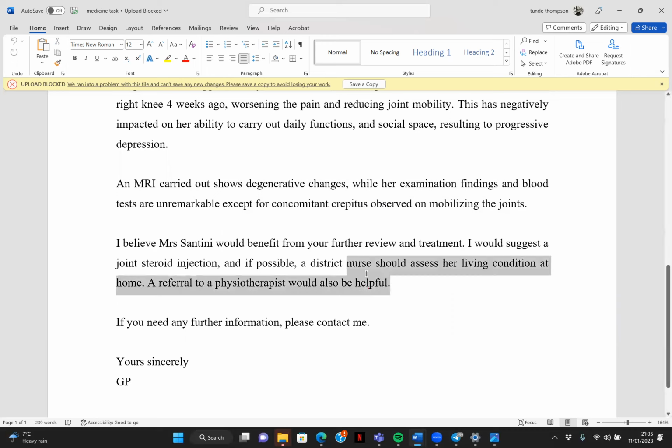And this further buttresses the purpose of the letter because you are saying for assessment and management. So these are the things you want this person to review and manage. And in the management, you're already giving a suggestion of what you think will help. Because there is a question mark there, that's why I said I would suggest, and then I say, if possible. Do you get? But for the physiotherapist, there is no question mark. I just said a referral to a physiotherapist would also be helpful.